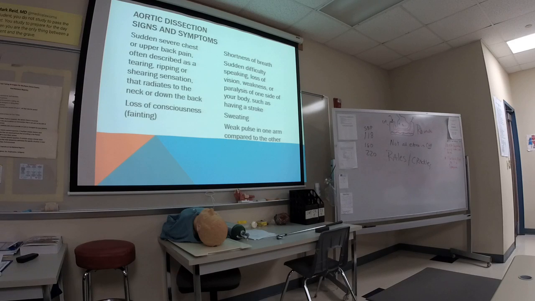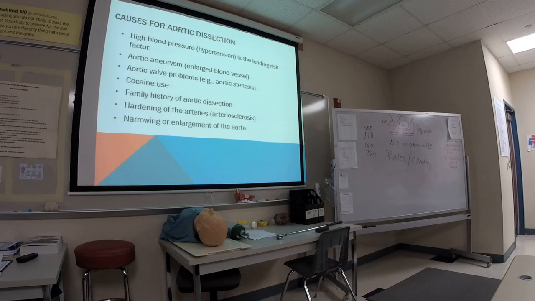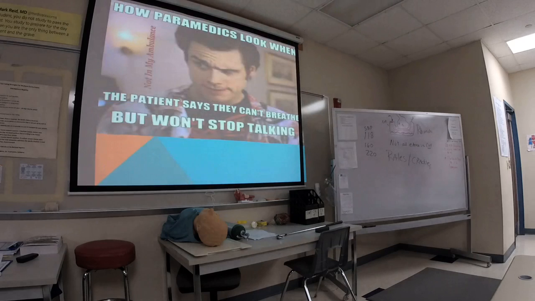Diaphoresis, weak pulse. Why does it seem like I'm going backwards? Hypertension, aortic stenosis, valve problems. Stenosis is hardening. So you hear aortic stenosis, it's hardening. Cocaine use. Cocaine messes up those vessels. It messes up the sympathetic nervous system. Arterial sclerosis, hardening, narrowing of the artery itself. And then on to respiratory. If you understood that, you would laugh hysterically, okay, when I saw this.